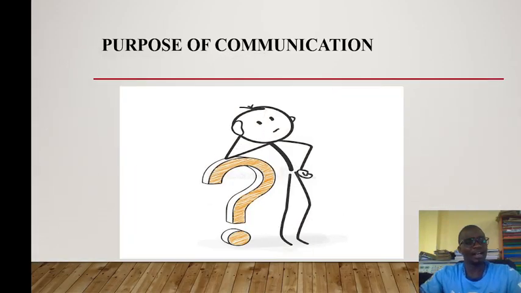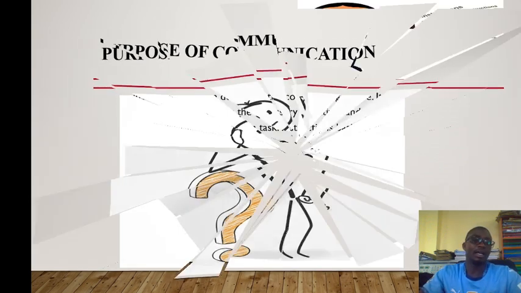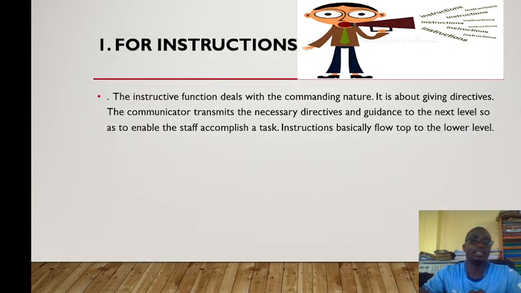Now, ask yourself, what is the purpose of communication? Why should we have communication in our business? One purpose of business communication is for instructions. The instructive function deals with the commanding nature. It is about giving directives. The communicator transmits the necessary directives and guidance to the next level so as to enable the staff to accomplish a task. Instructions basically flow from the top to the lower level.